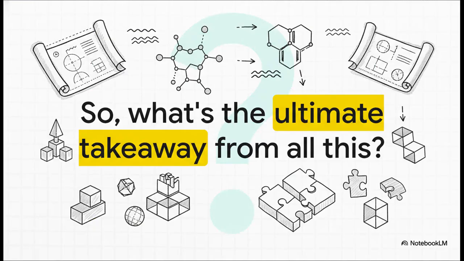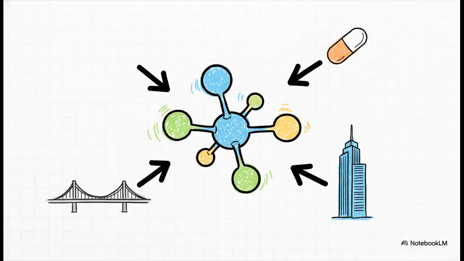We've covered a ton of ground here. Blueprints, building blocks, 3D puzzles, all of it. So what's the big picture? What's the one thing you should really take away from all of this? It's this, a molecule's formula. That's just the shopping list. Its architecture is the recipe. And it's the recipe that determines everything.